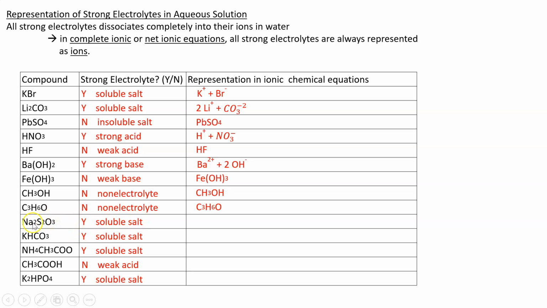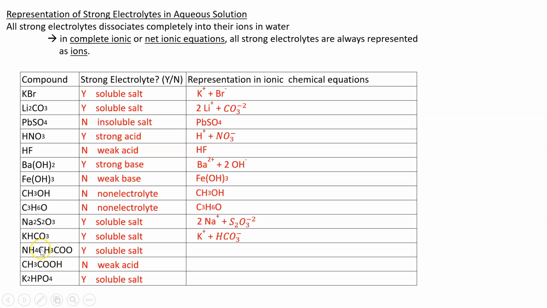This soluble salt will break apart into its ions, so I have 2 sodium ions, 2 Na+ ions, and then I have one of these ions, S2O3, with a 2- charge. Then I have KHCO3, yes, it's a soluble salt, so K+ and HCO3-.